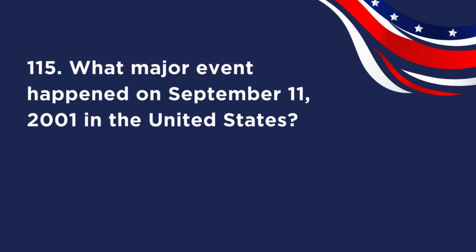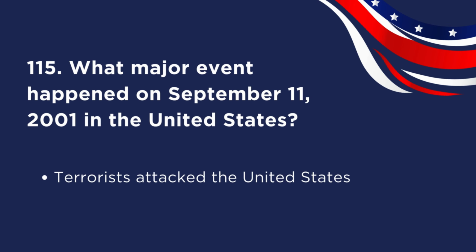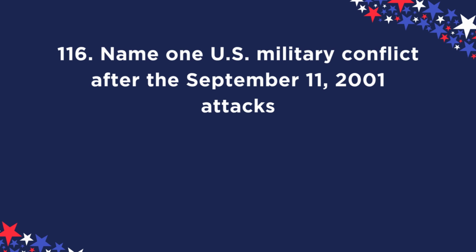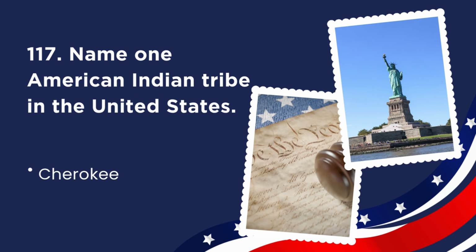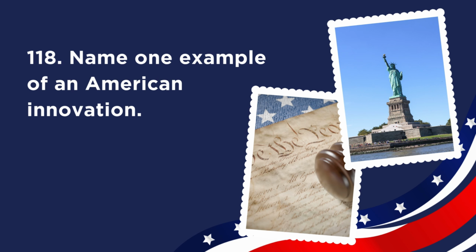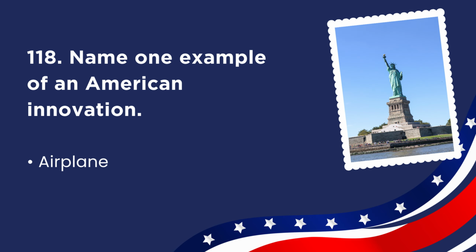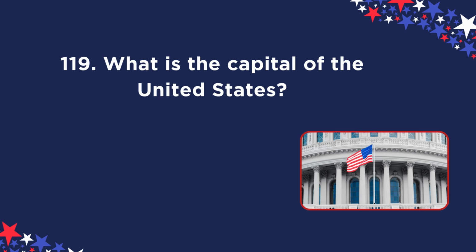What major event happened on September 11, 2001 in the United States? Terrorists attacked the United States. Name one U.S. military conflict after the September 11, 2001 attacks. War in Afghanistan. Name one American Indian tribe in the United States. Cherokee. Name one example of an American innovation. Airplane. What is the capital of the United States? Washington, D.C. Where is the Statue of Liberty? New York Harbor.